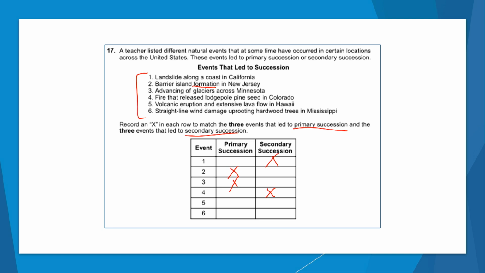So 5 says volcanic eruption and extensive lava flow in Hawaii. So this is a great example of primary succession. As that volcanic eruption and the lava flows around Hawaii, as it starts to cool off, it could produce new unused land that we haven't used before. And so we're starting from scratch, and so that's going to be primary succession. All right, and then 6 here says straight line wind damage uprooting hardwood trees in Mississippi. Okay, so it's not destroying the soil. We're not starting with new soil. It's just destroying the trees that are there. So this is going to be secondary succession because we're not starting from scratch. Okay?